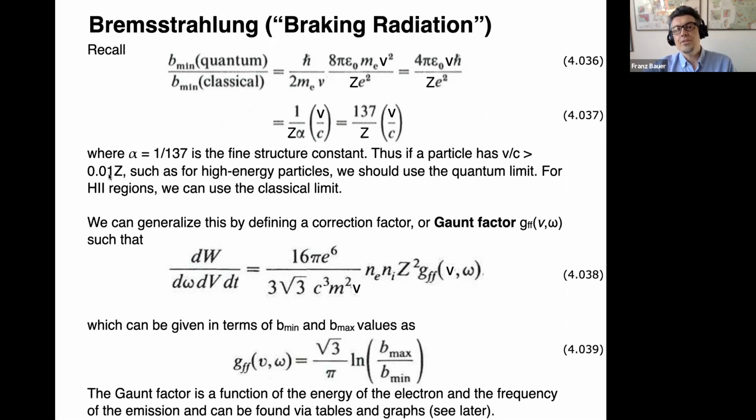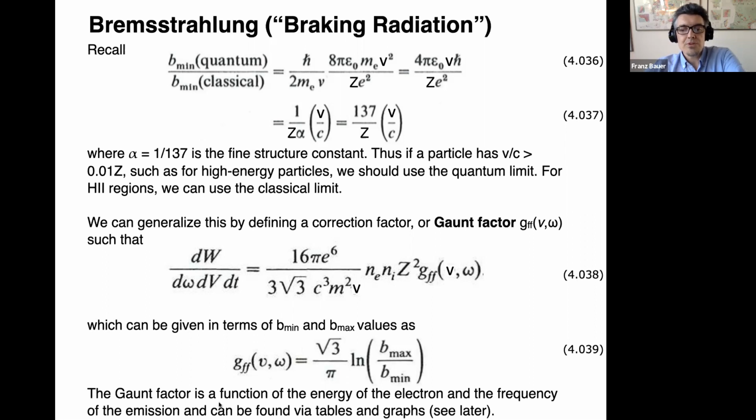And if it's higher than that, you should use it in quantum mechanical. So typically what is done is that this is sort of compressed into this factor here, which is called the Gaunt factor, which is a correction factor. And so this can be approximated for any situation of velocity and frequency, depending on what regime you're in. And so this equation then ends up looking like this.